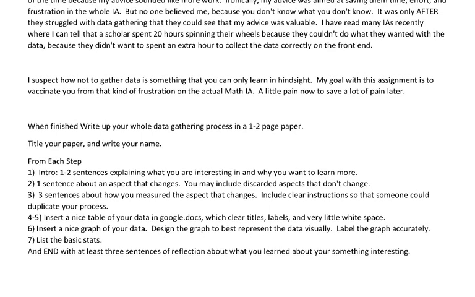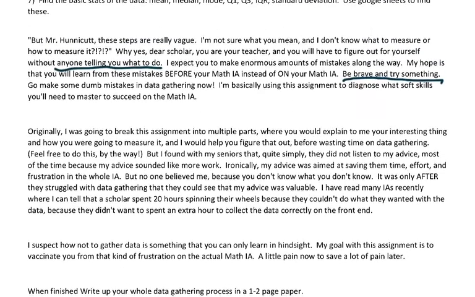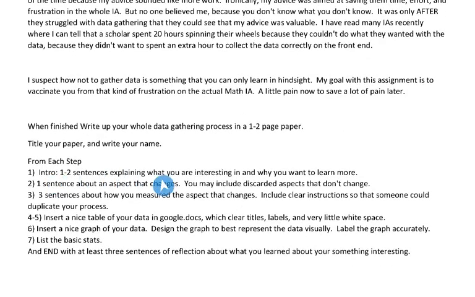But yeah, when you're all done with this, I want you to write up the whole thing as a little 1 to 2 page paper. Title it, write your name. Then for each of the steps that we had up here, give me 1 to 2 sentences, maybe more, about what you're interested in and why you want to learn. One sentence about that aspect of change. You might even include those discarded aspects that don't change.